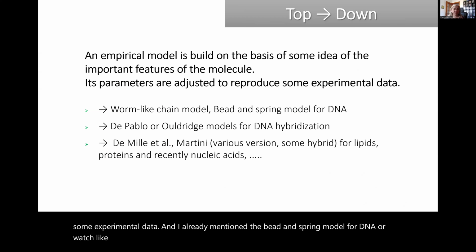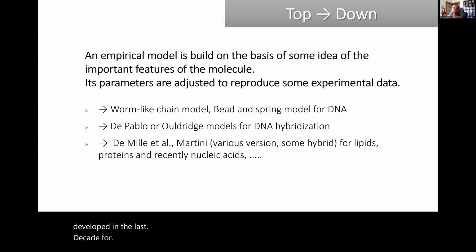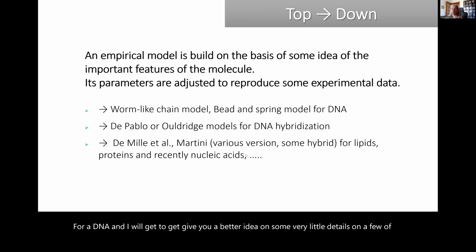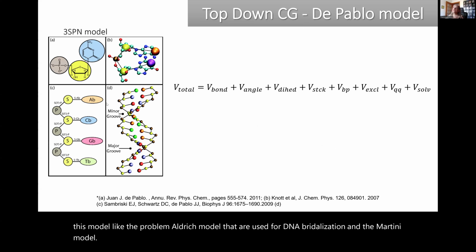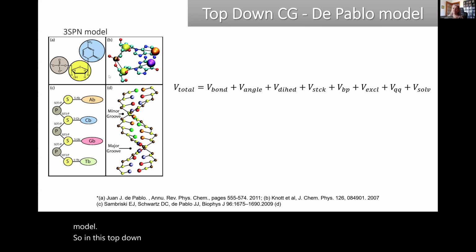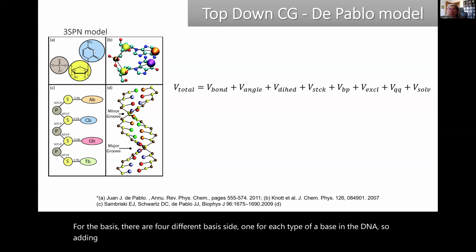There are many other models that have been developed in the last decade for DNA, and I will give you a better idea, with some little details, on a few of these models, like the Pablo and Aldrich model that are used for DNA hybridization, and the Martini model. So in this top-down model, the Pablo model, for the bases, there are four different base sites, one for each type of base in the DNA: adenine, thymine, guanine, and cytosine.